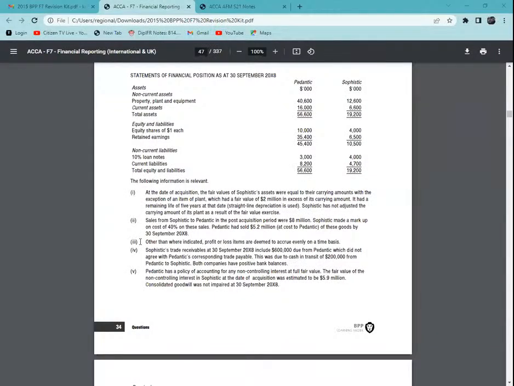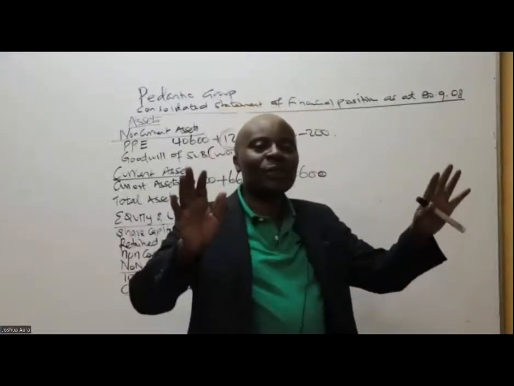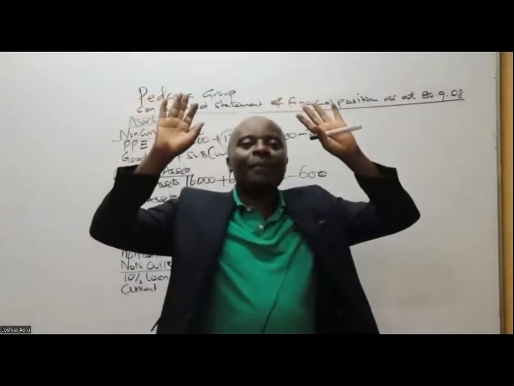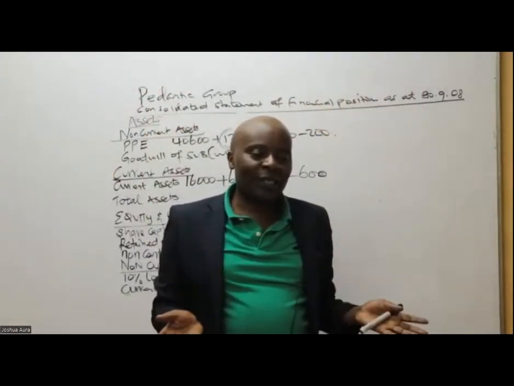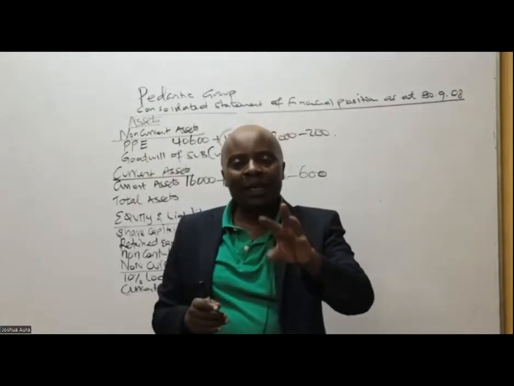We are told here, due from Pedantic, which did not agree with Pedantic's corresponding trade payable. This was due to cash in transit. Cash in transit, the CIT in group consolidation, is the best free mark that is ever available.